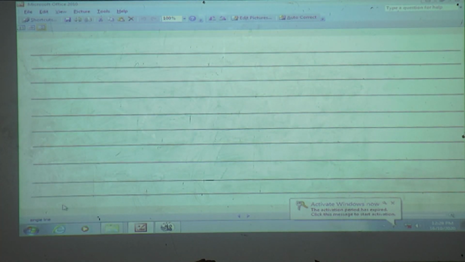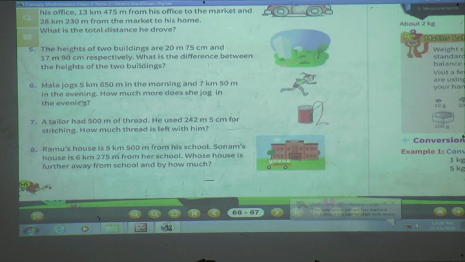Now we'll move to the sixth example. See the question. Mala jogs 5 km 650 meter in the morning and 7 km 50 meter in the evening. How much more does she jog in the evening? Now here see, in the evening she jogs more distance, okay, and in the morning she jogs 5 km 650 meter, and in the evening she jogs 7 km 50 meter. And the question is, how much more does she jog in the evening?